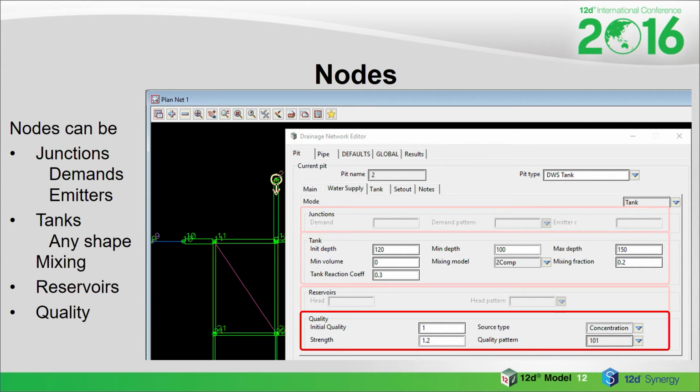And the other optional component is water quality. So a tank, a reservoir or a junction can be a source of water quality. So it can be a concentration or a mass flow or a set point or a flow paced constituent. Then we define a baseline strength and we can have a quality pattern with it. So that's an optional component that we can add.